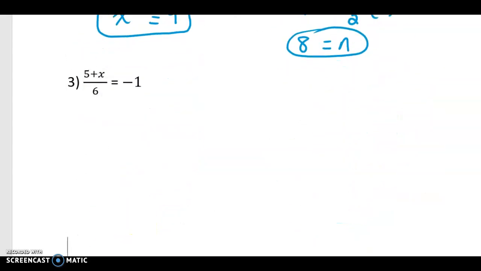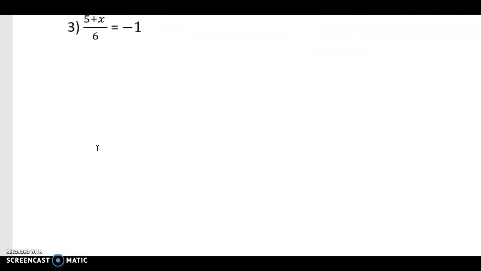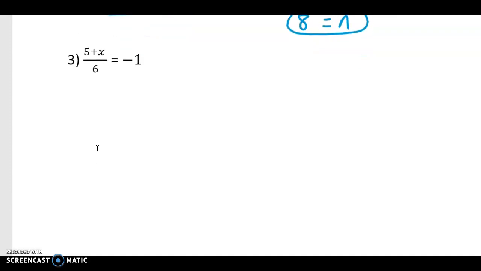This is the last one. This is that special case. I'm going to rewrite it. 5 plus x divided by 6 equals a -1. Anytime you see an expression like 5 plus x and you're dividing it over one number, I want you to put grouping symbols around it to know that they stay together.